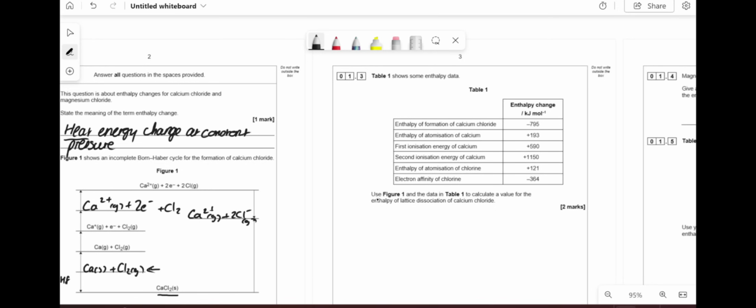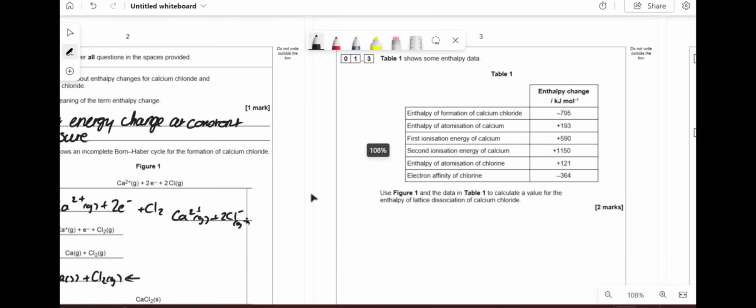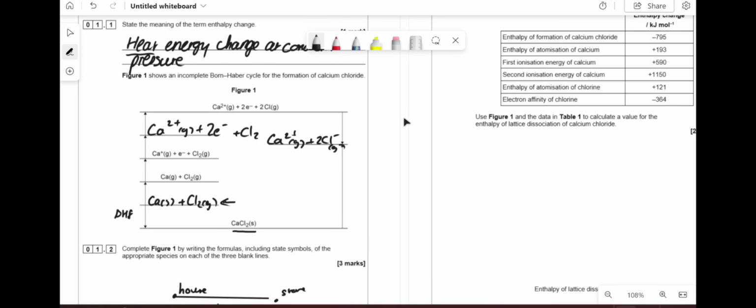Table 1 shows some enthalpy data. Use Figure 1 and the data in Table 1 to calculate a value for the enthalpy of lattice dissociation of calcium chloride. So let's have a look at what all the arrows are doing before we even start to do that. It's really important you know your enthalpy definitions. I know this seems like a lot to learn, but you have to know them. The reason being is because they help you identify what steps are going on here.